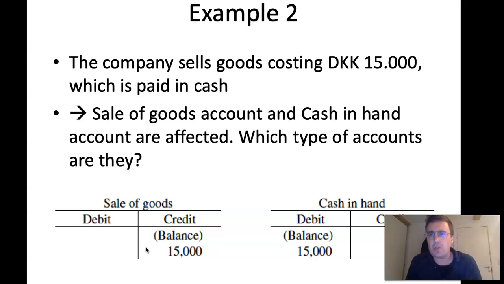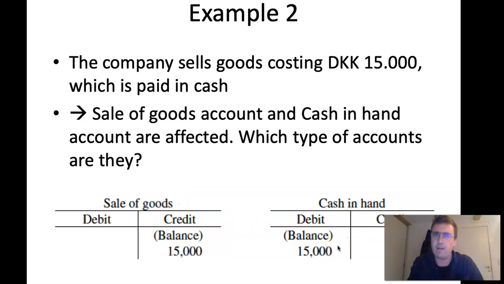Example 2. The company sells goods costing 15,000, which is paid in cash. The sale of goods account and cash in hand are affected. Which type of accounts are they? Sale of goods: the company sells goods, so they credit the sales of goods because they take the goods from this account. And then they get cash in hand and put that in another account, which they debit here. So it's the credit balance here and the debit balance here.